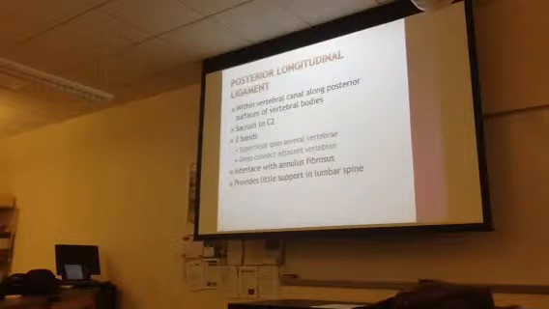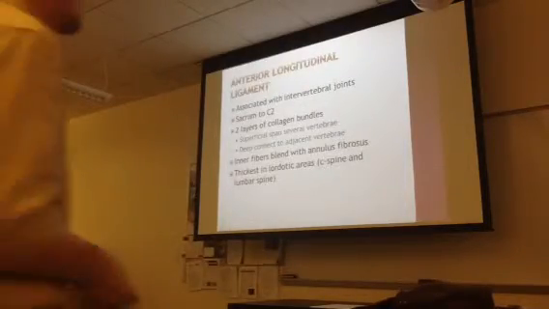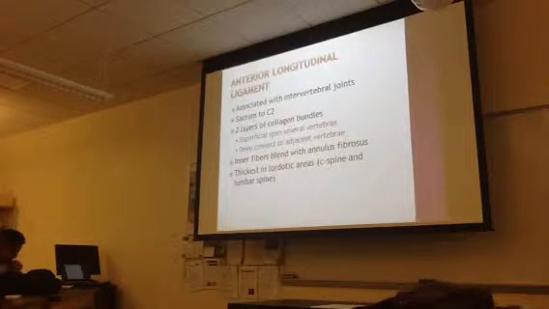Posterior longitudinal ligament is within the vertebral canal along the posterior surfaces of the vertebral bodies. So your anterior is pretty much running along the anterior surface. The posterior is going to be running along those vertebral bodies, but on the inside, so it's pretty much the inside of the spinal canal. Make sense? Not trying to trick you.